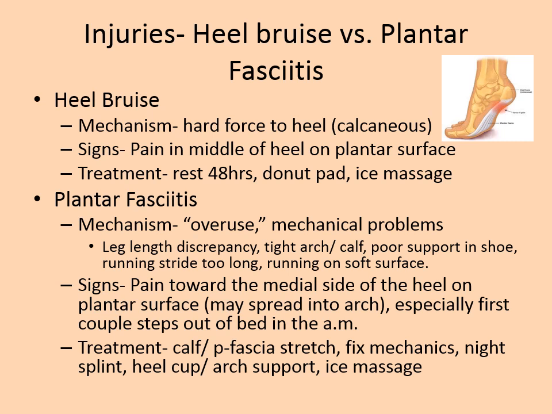Then we could also do some ice massage. So that would be the ice massage with the Dixie cup, the frozen Dixie cup. So that's a heel bruise.